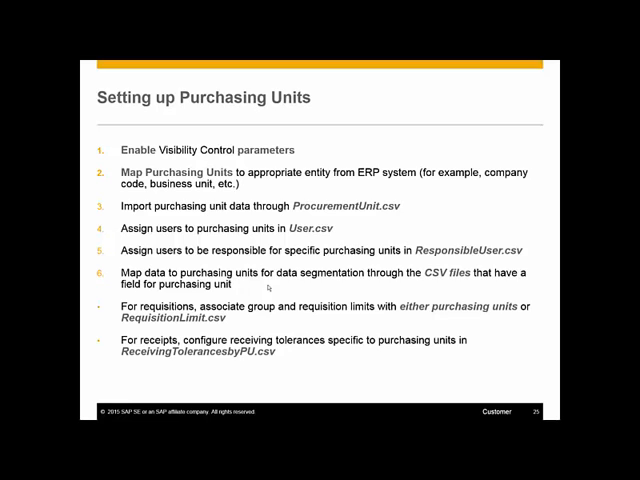Finally, for requisitions, you can associate the group and requisition limits with either purchasing units or through requisitionlimit.csv. So if there are purchasing unit specific limits, that file can be used to establish that. And similarly, on the receiving side, if you have different tolerances for receiving based on purchasing units, that's also possible. And we configure that through a file called receiving tolerances by pu.csv.